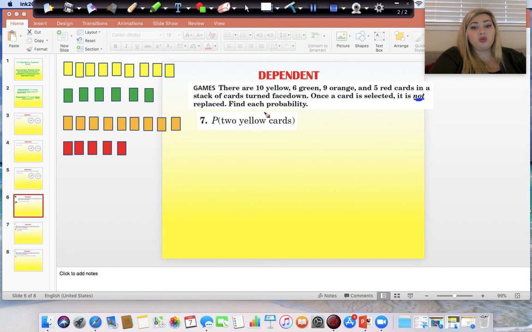So we want 2 probabilities, 2 yellow cards. So we have 10 yellow cards out of how many total? We would need to count all of these up, add them all up. And when we do, we get 30. There's 30 cards total, and 10 of those are yellow. So the probability of drawing our first card and it being yellow is 10 out of 30.